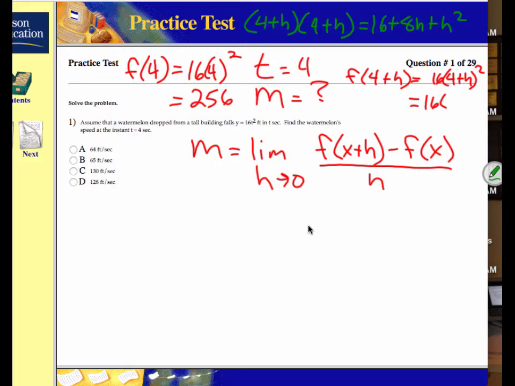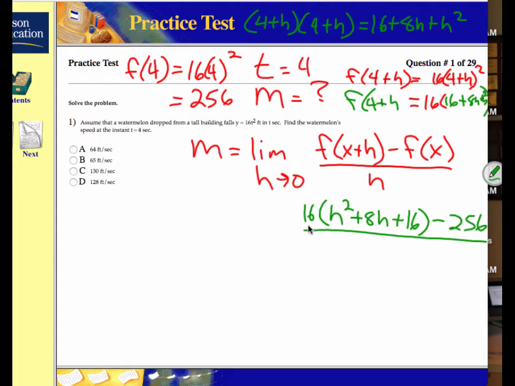All right, so I'm going to plug that in. I'm going to write it in a different order, though. I'm going to say h squared plus 8h plus 16, and then all of this is multiplied by 16, right? Because I've got to plug all this stuff in, because we're trying to find f of 4 plus h minus 256, all over h. And we're going to take the limit of that as h approaches 0.